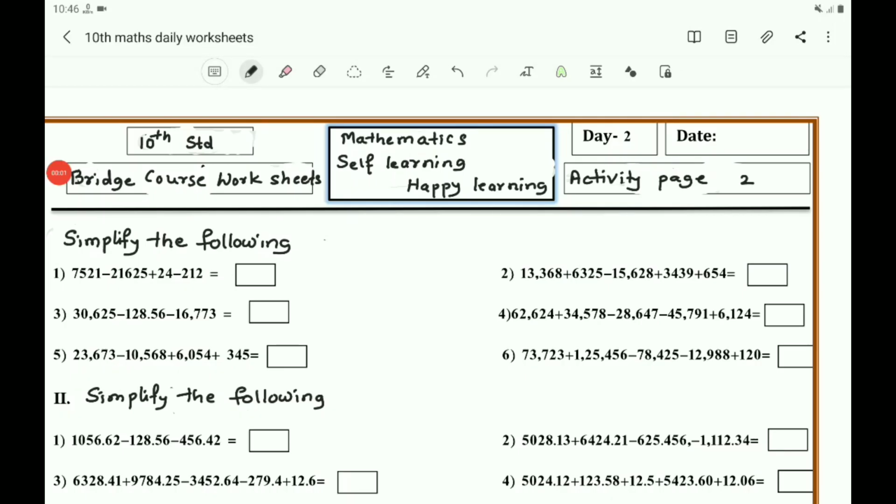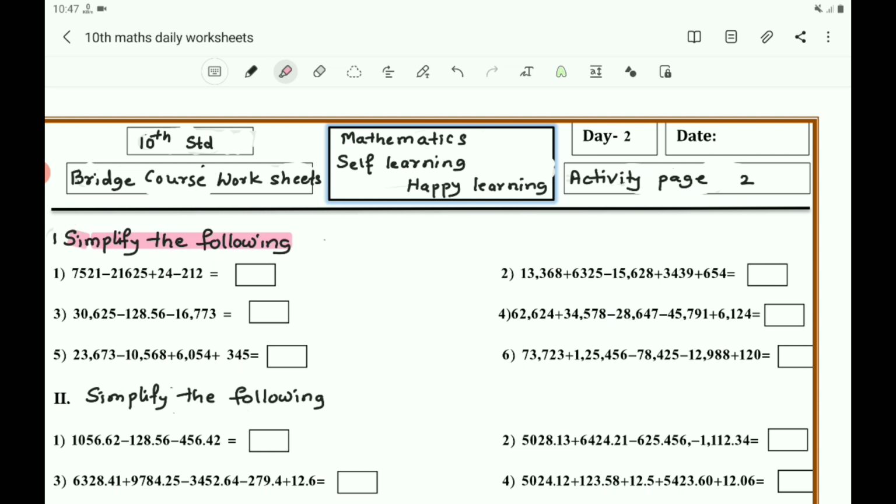Dear children, do the second day activity of the bridge course of mathematics subject. Here is activity page 2. Then the first one, simplify the following. Here addition and subtraction both are there, plus and minus. So follow the steps of addition and subtraction and simplify the following.